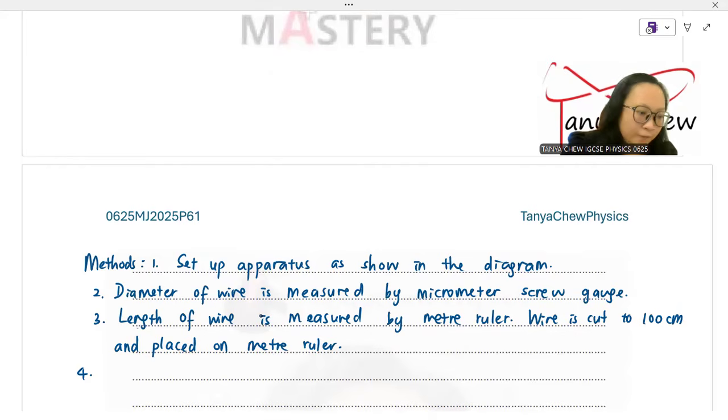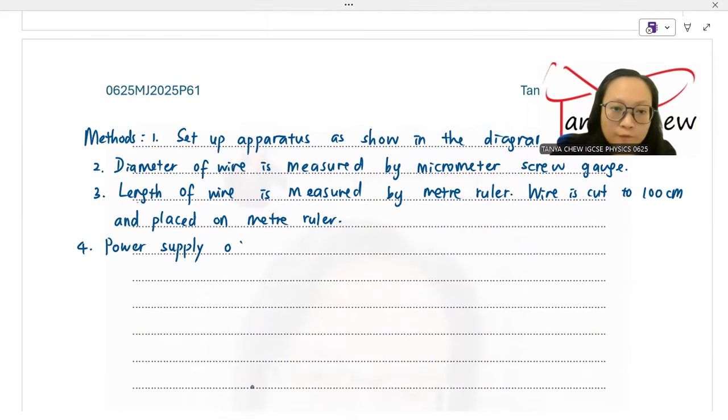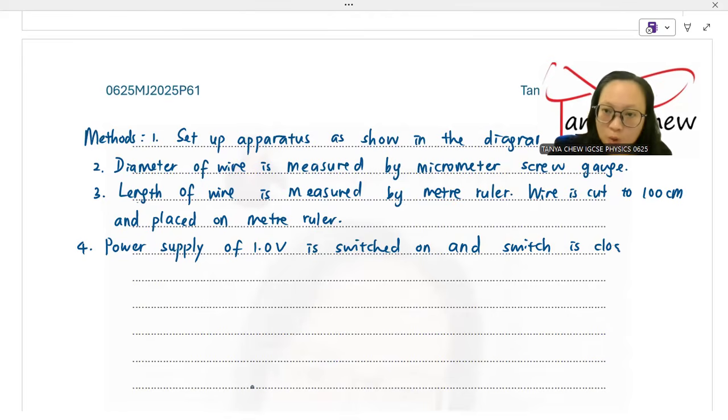Done. And then fourth, power supply. Because this is wire and we are using a power supply, you need to understand the power supply can be set from 0 volt to 12 volt. So I will have to explain that I set 1 volt, because wire is quite thin. So that is why I set the power supply to 1 volt. Switch on. Okay, and switch is closed.